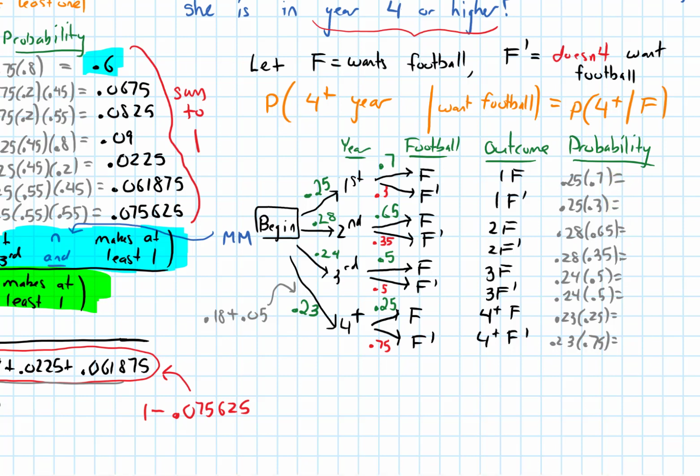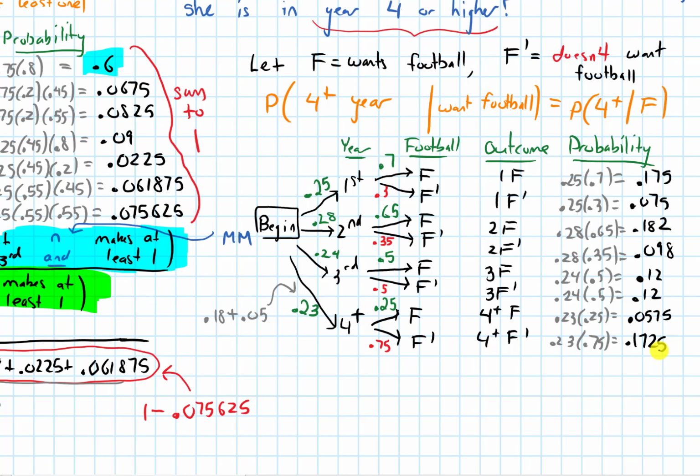All right, so the first one is 0.175, and then we get 0.075. Third one is 0.182. Fourth one is 0.098. Then we get 0.12, 0.12, 0.0575, and then finally 0.1725.